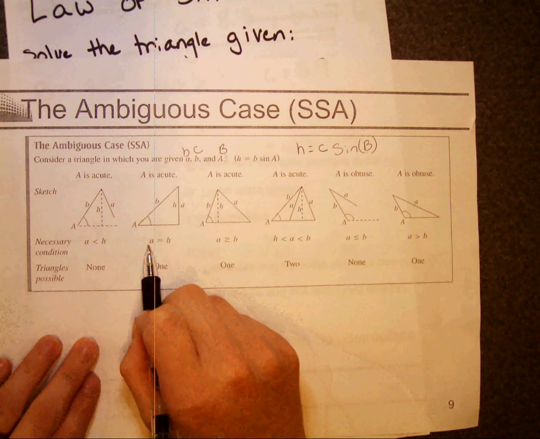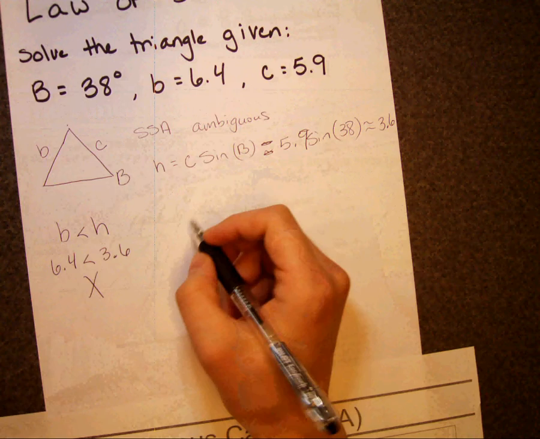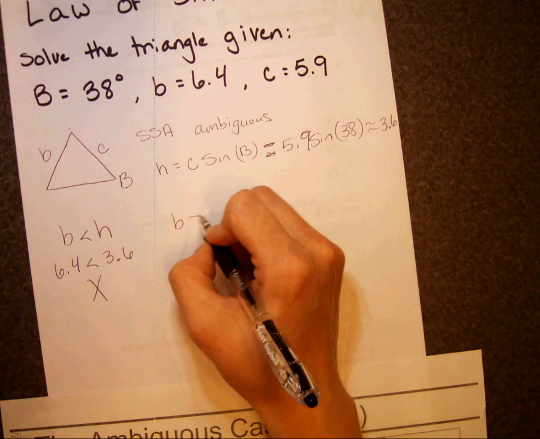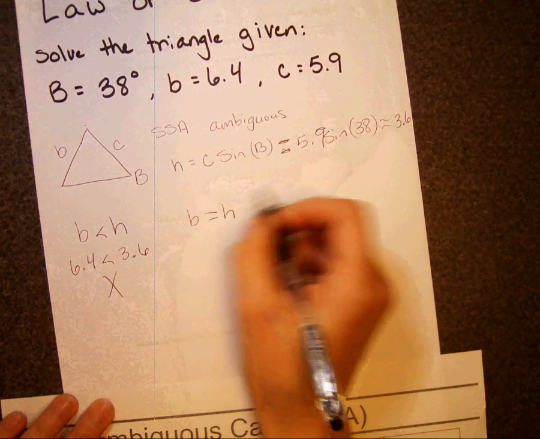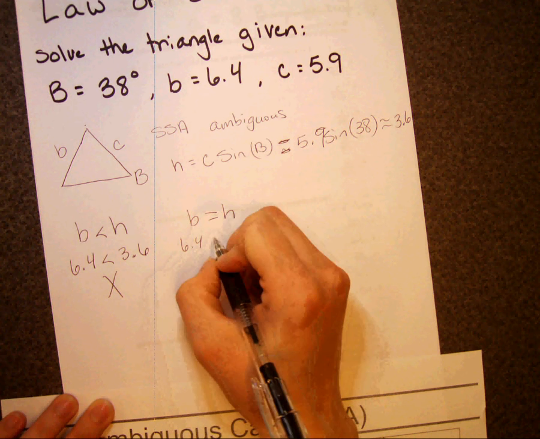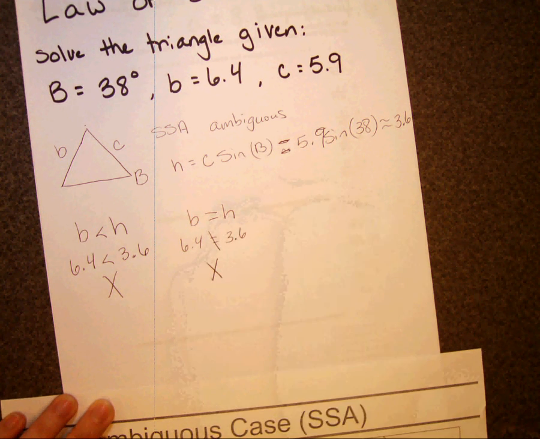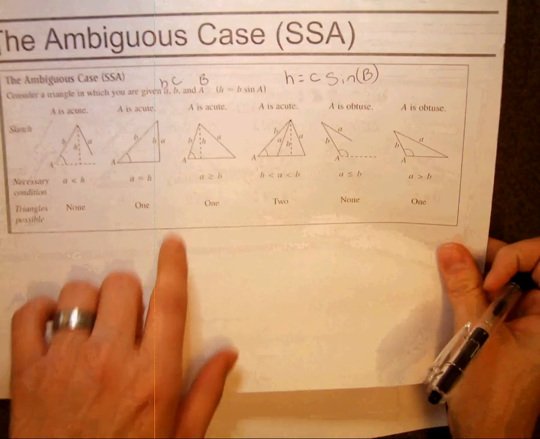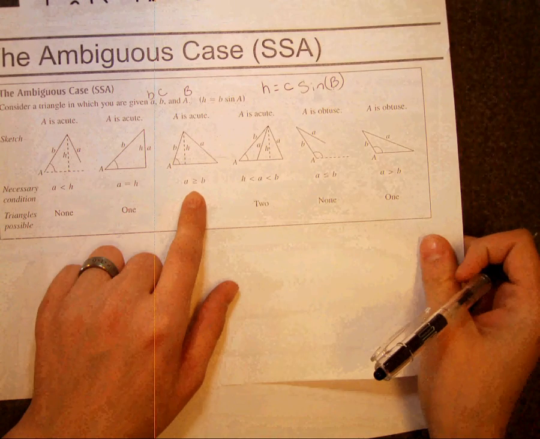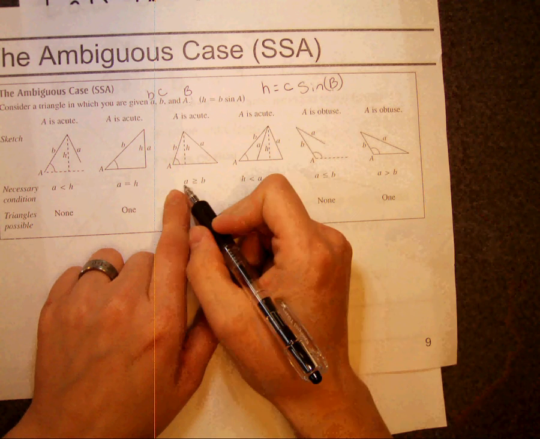So I'm going to go to the next case. It asks, is a equal to h? Or in our case, is b equal to h? The answer is no. My b value is 6.4. My h value is 3.6. Those are not equal, so I don't have this case. I'm going to keep going.